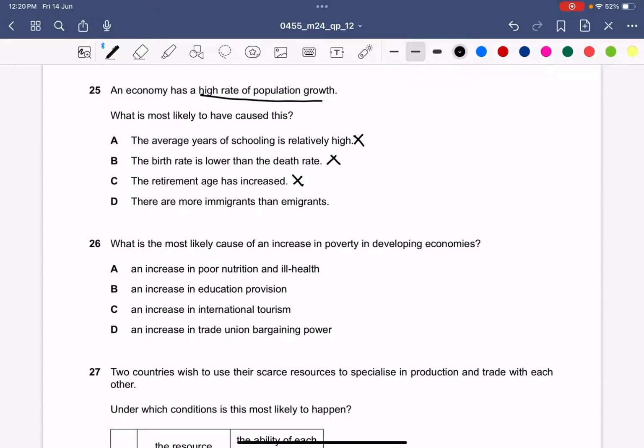There are more immigrants than emigrants. Yes, because more immigrants coming into the country to work, so population growth increases.